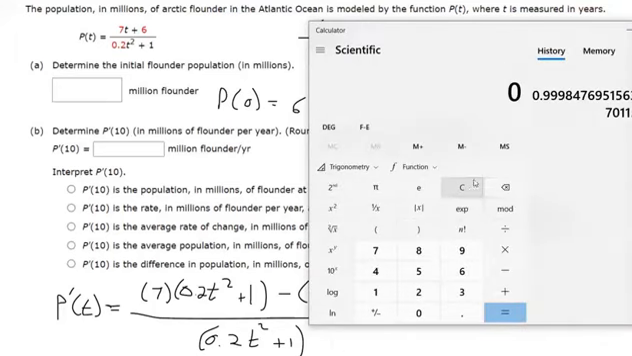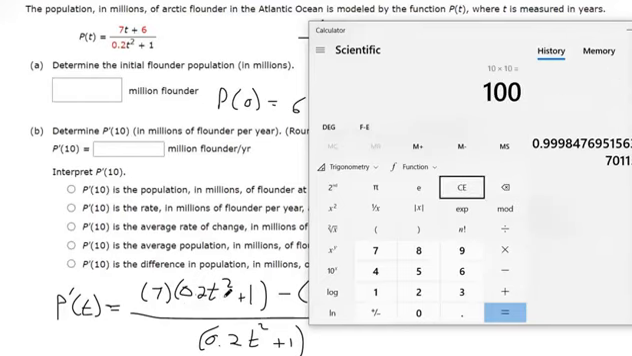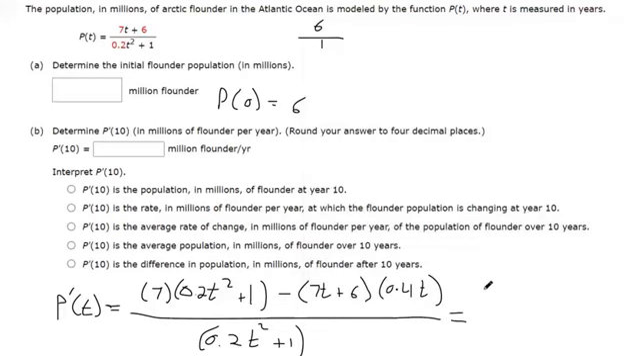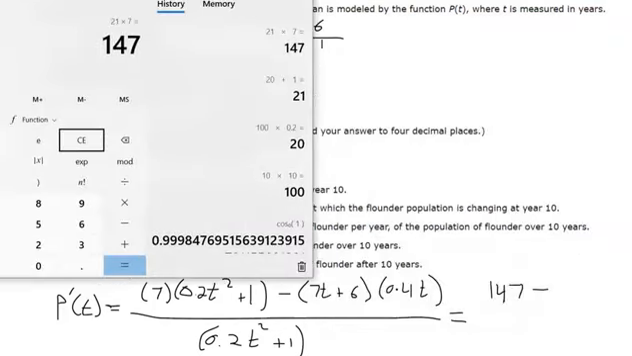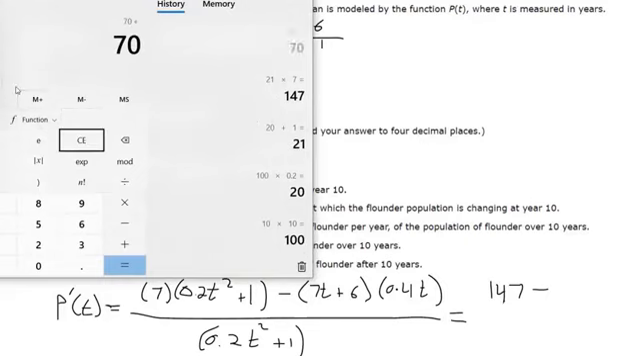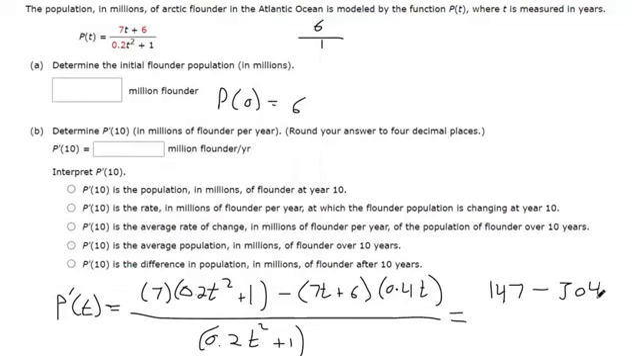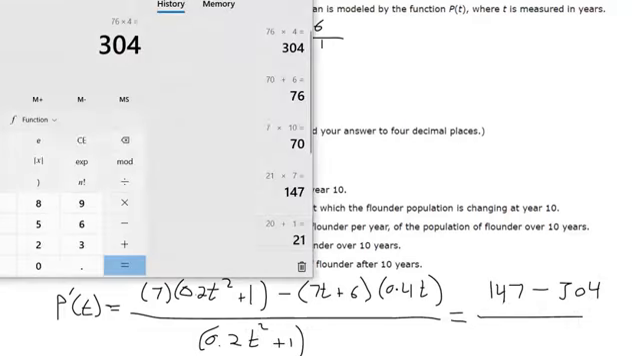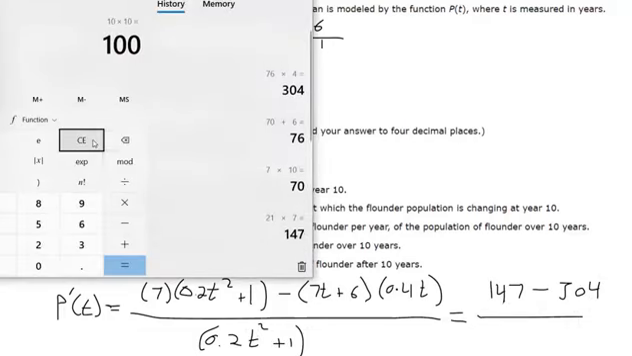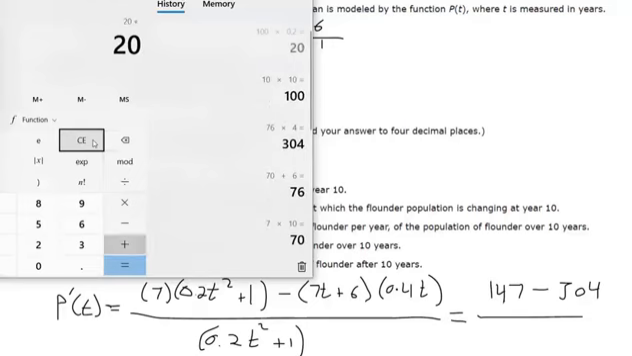So reading this left to right, I've got 10 squared, 100, times the 0.2 plus 1 times 7. We got 147 for that first term in the numerator. And plugging in 10 in here, it looks like 304, because 0.4 times 10 gives us 4. Then I plug 10 over here. If I didn't do anything wrong, it should be 304. And that's all over 0.2 t squared, so that means 10 squared times 0.2 plus 1.